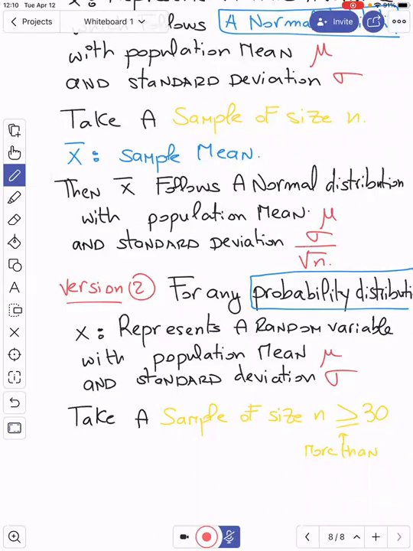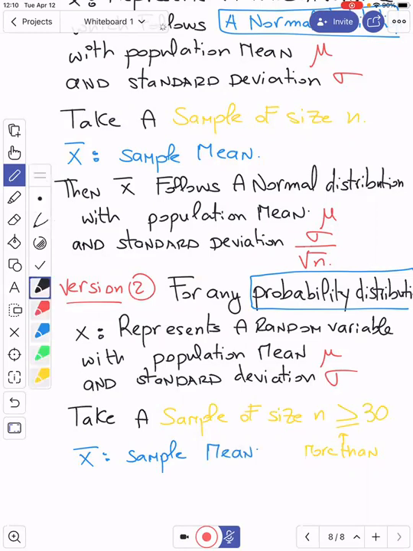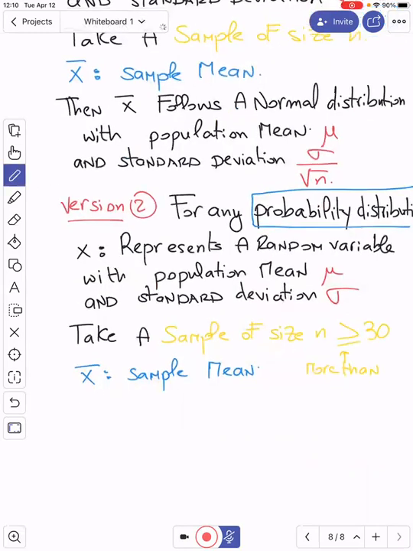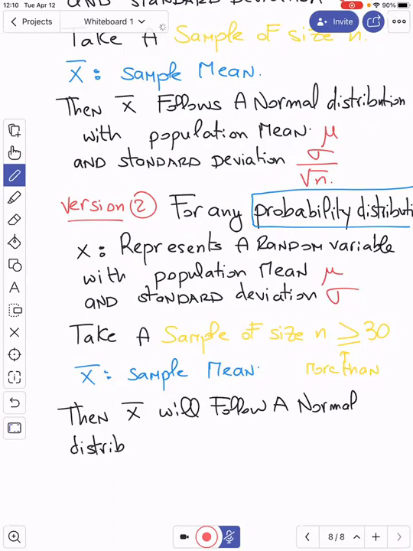Then of course, X bar is your sample mean, and we're going to have the same conclusion as version 1. X bar will follow a normal distribution. So in both cases, X bar follows a normal distribution, even if your X is not normal. That's why the normal distribution is very important.